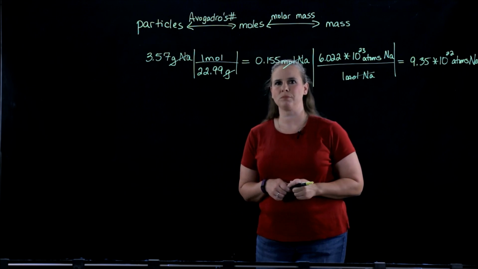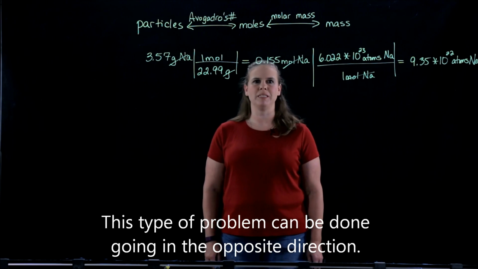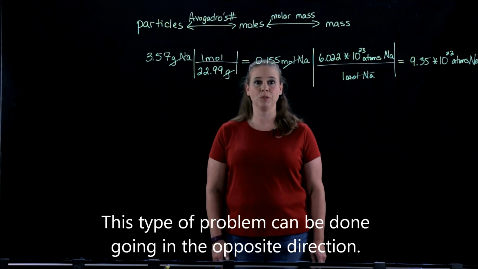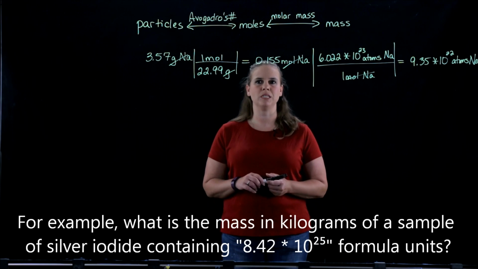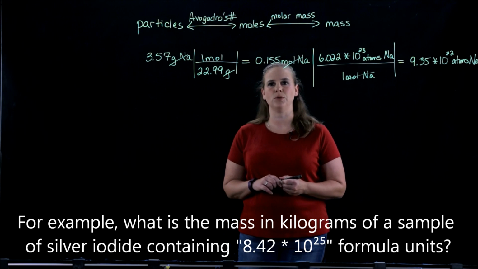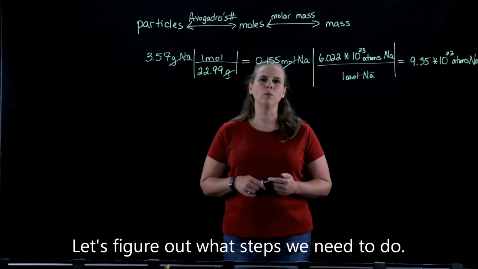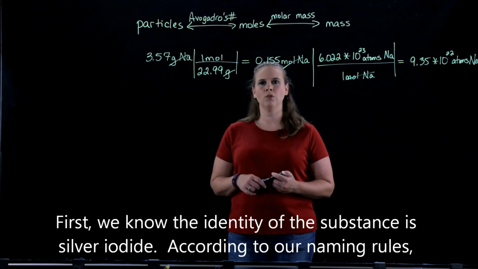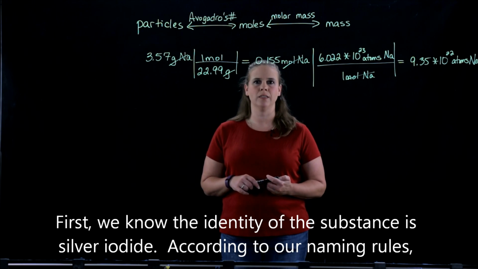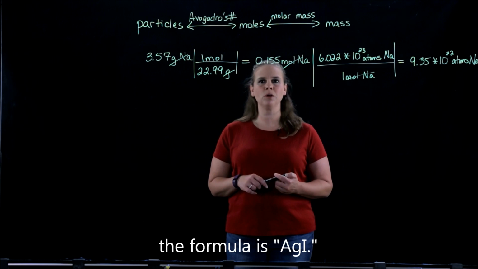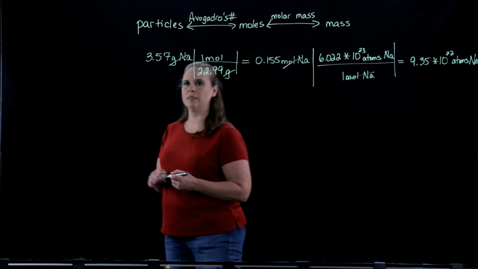This type of problem can be done going in the opposite direction. For example, what is the mass in kilograms of a sample of silver iodide containing 8.42 times 10 to the 25 formula units? Let's figure out what steps we need to do. First, we know the identity of the substance is silver iodide. According to our naming rules, the formula is AgI.